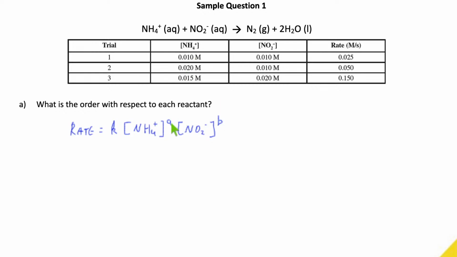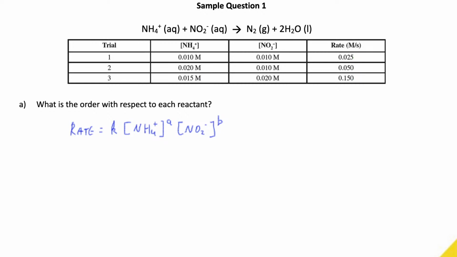Once I find these powers, then I can use any single trial that I want to find the rate constant K. And that's going to give me the full rate equation. So taking a look at what's happening, ideally I want one of these reactants to be held constant and the other one to be changing. So here I notice that between trial 1 and 2, the concentration of NO2 is held constant, while the ammonium concentration has doubled. As the ammonium concentration has doubled, the rate has doubled.